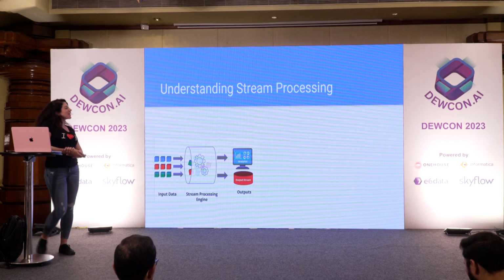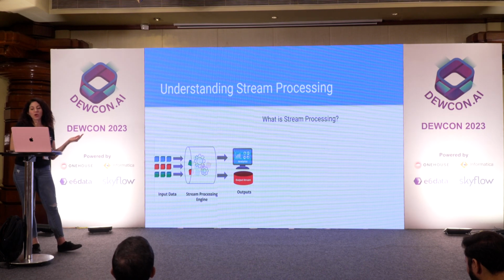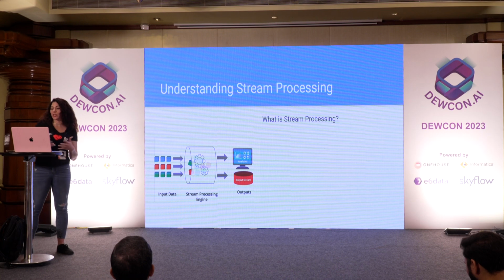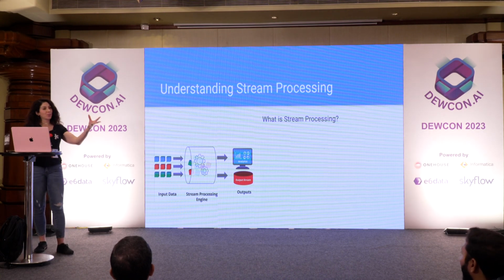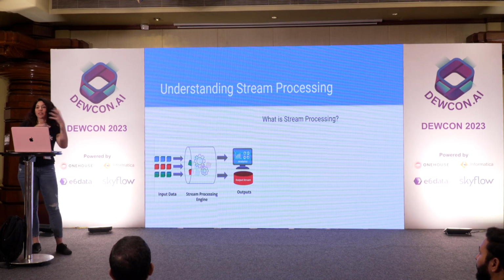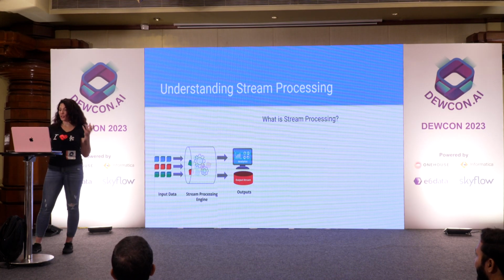Okay, so understanding stream processing. What is stream processing? It is a data processing approach that deals with continuously flowing data, right? As you're pulling in data from any kind of streaming system, you can actually run transformations and queries on this data as you're bringing it in before you actually store it. That's the idea of what stream processing is.